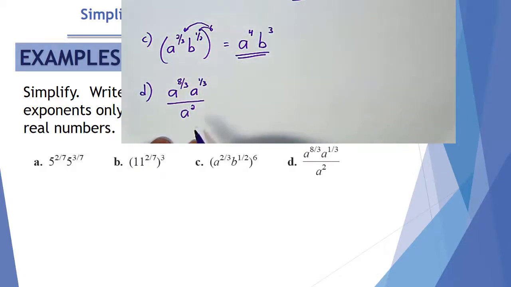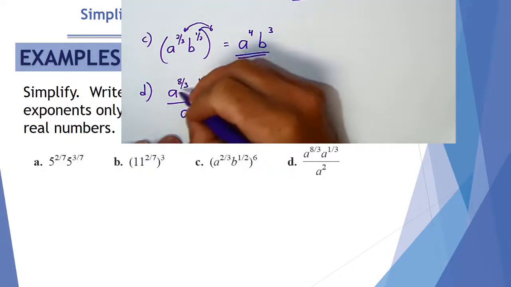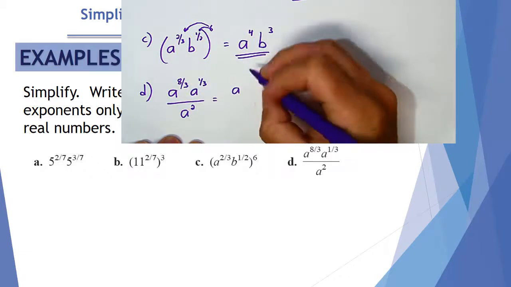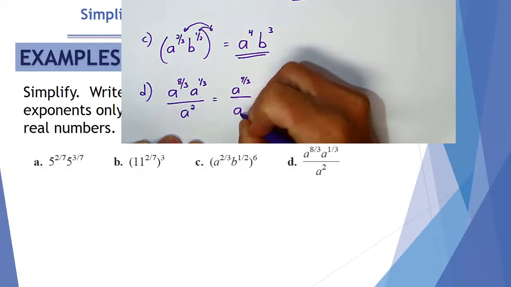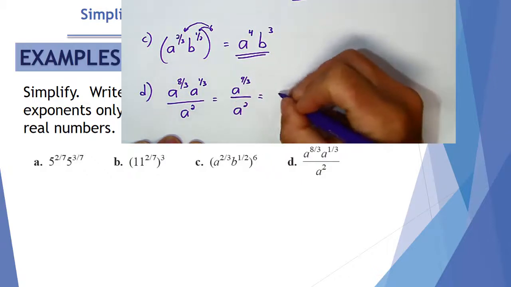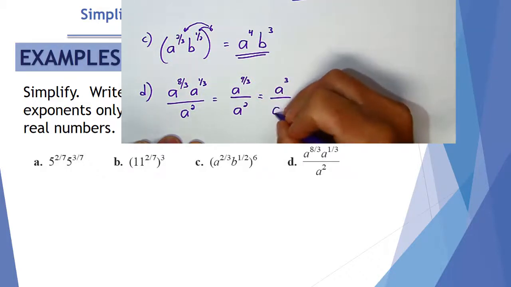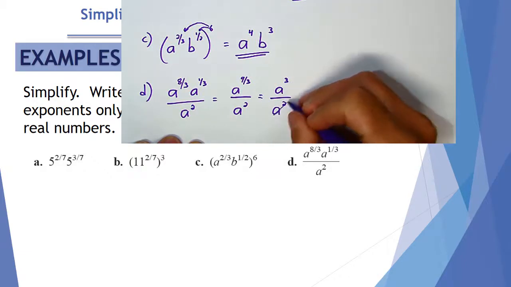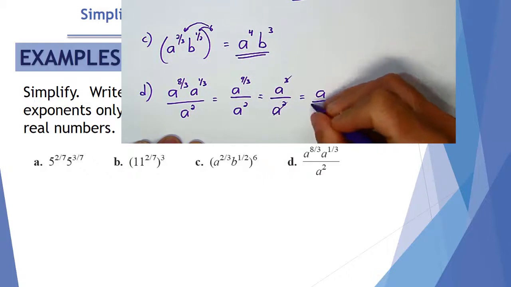And our last one, a to the 8/3, a to the 1/3 over a squared. First of all, in the numerator, we can add those fractions together. 8/3 plus 1/3 is 9/3, all over a squared. But of course, we know what a to the 9/3 is. 9/3 is just 3, so that's a cubed over a squared, and those basically cancel off, leaving just a to the 3 minus 2, or a.